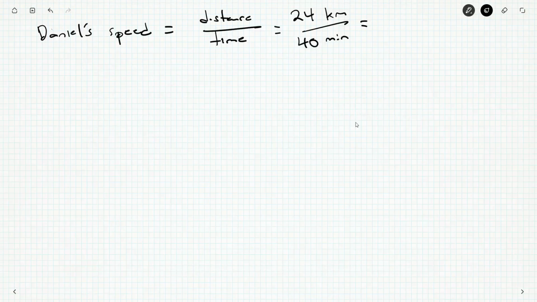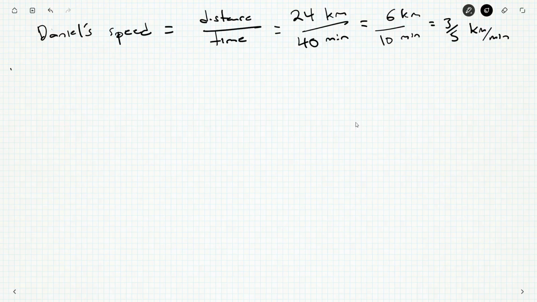We could simplify this a little bit. There's a 4 on the top and on the bottom. So we get 6 kilometers over 10 minutes. There's another 2 there. So we can get 3 over 5 kilometers per minute. Or if you're doing this on a calculator, it would likely say 0.6 kilometers per minute. All right. So that's his speed, but what did we want to know?